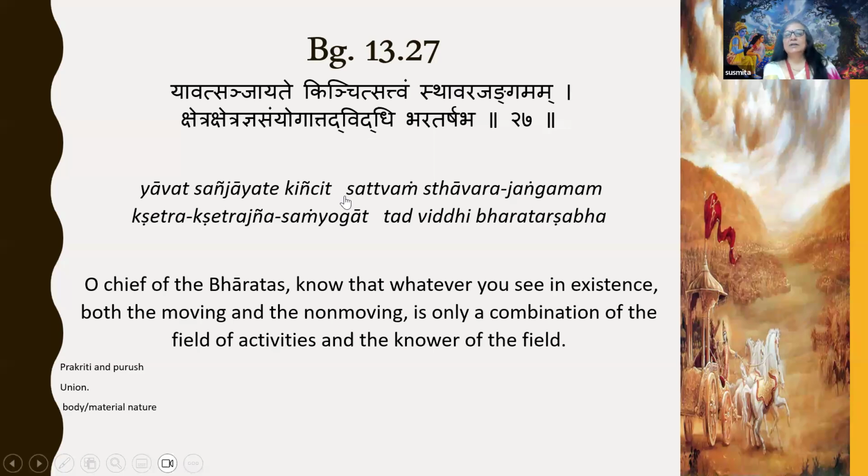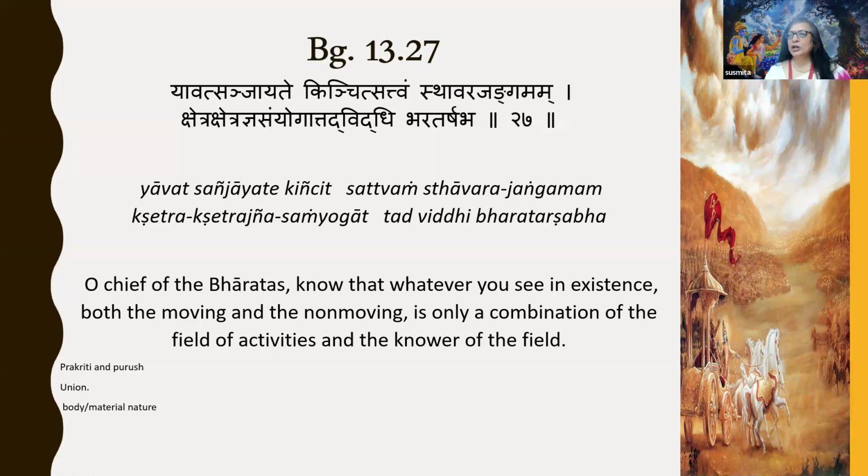Krishna says yavat is whatever, whenever. Sanjayate kinchit: whatever. Kinchit is anything that is in existence. Sthavaram is non-moving, and Jangamam is moving. Anything which is non-moving and moving, which is in existence, how does it happen? It is because of Kshetra Kshetragya Sanyoga.